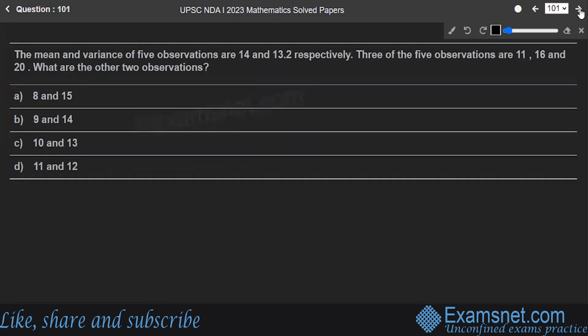Next is question number 101. It says the mean and the variance of 5 observations are 14 and 13.2 respectively. 3 of the 5 observations are 11, 16 and 20. What are the other 2 observations? So first, let the other 2 observations be A and B. So now given mean is 14 and variance is 13.2.